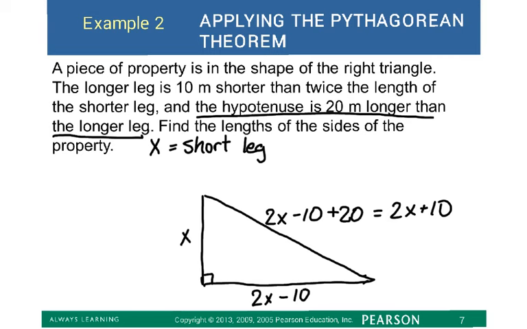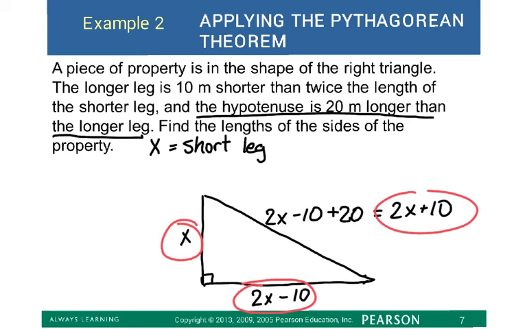So here we have it. This is our sides of our triangle. And this is where we're going to use that Pythagorean theorem in order to help us figure out what x is and then find all the lengths of the sides of the property.